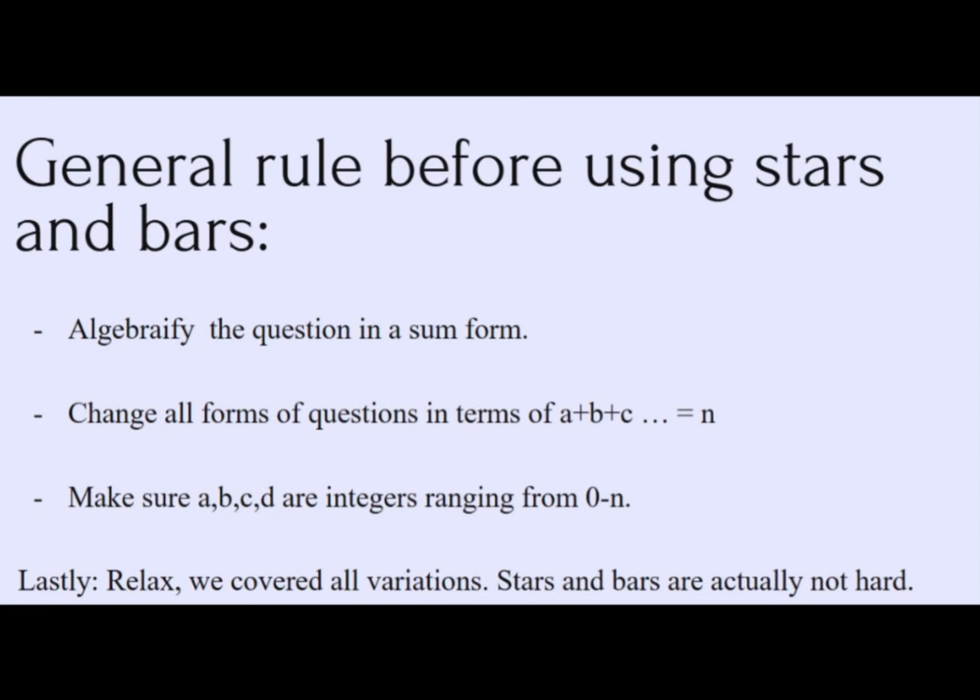And that's the end. Here's some general rules and takeaways for you to remember. Firstly, algebraify every question in some form, because that's really important for you to understand how to use it. Secondly, you have to change all forms of the question in terms of A plus B plus C all the way equals n, and make sure they all range from 0 to n and they are integers. Lastly, just relax. We covered all variations of this question type. Stars and bars are actually not that hard. Lastly, the most important point of all, make sure the subsets, which is the A plus B plus C sets, are distinct.